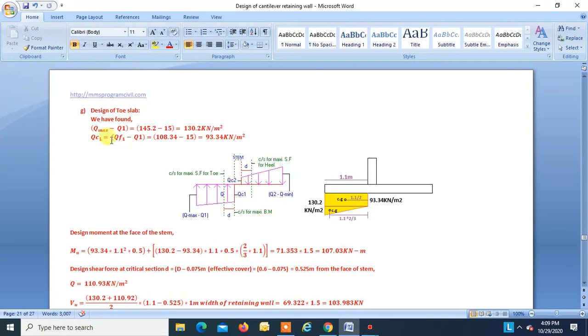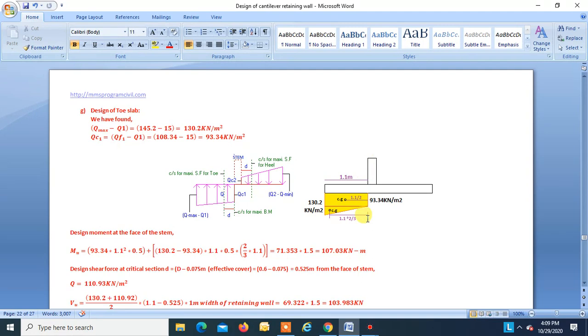So first coming to the design of toe slab. Okay, so this is our toe slab. This is the upward pressure, 130.2. This is 93.3. Divide this pressure into two parts, rectangle and triangle. So this will give a bending moment for which we have to design the toe. For bending moment we have to take the section at the face of the stem.